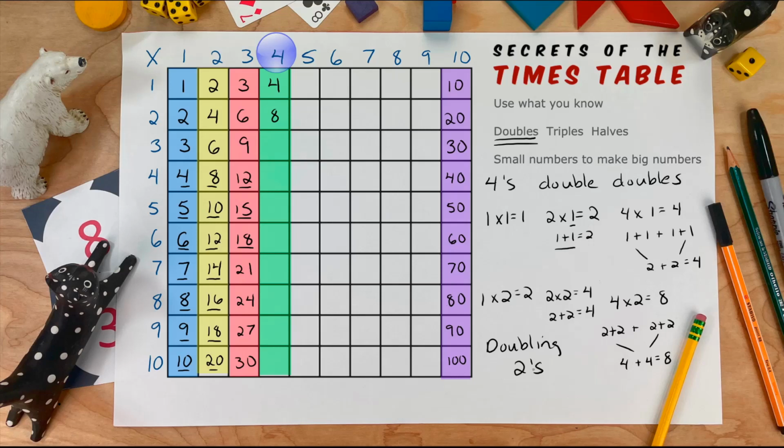Let's look at our chart. Let's start with the 3s. 2 times 3 is 6. 6 doubled is 12. 2 times 4 is 8. 8 doubled is 16. 2 times 5 is 10. 10 doubled is 20. 2 times 6, double 6 is 12. Double that is 24. 2 times 7 is double 7, or 14.